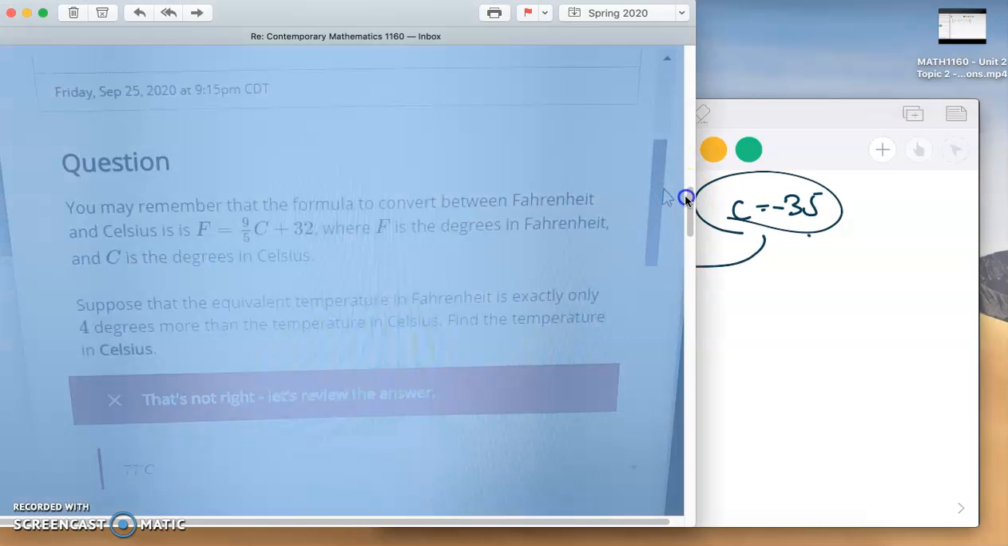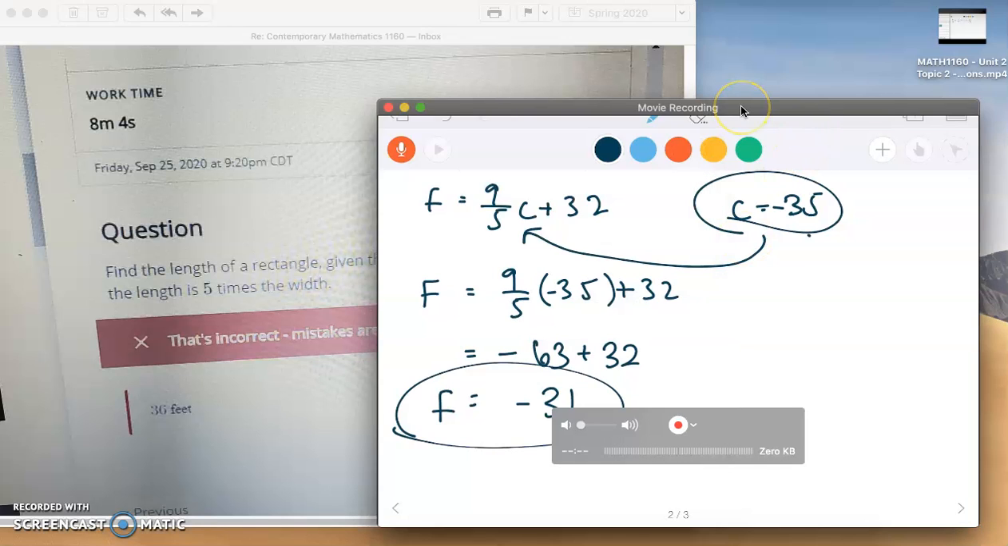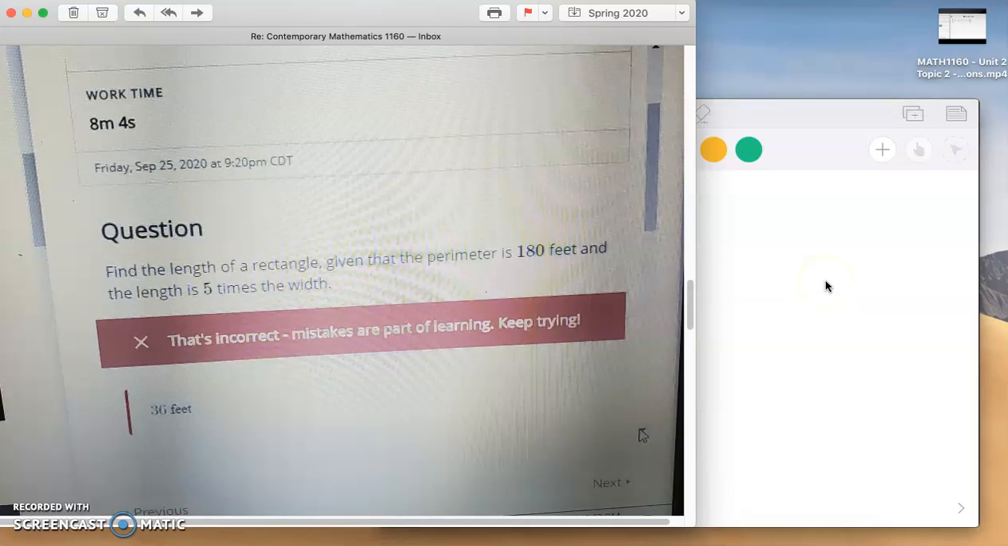All right, let's see what else we've got down here. We have, find the length of a rectangle given that the perimeter is 180 feet and the length is 5 times the width. So we have a rectangle, right? And it's the perimeter. We're given, I'm just going to write down what we know. The perimeter is 180 feet and the length equals 5 times the width.